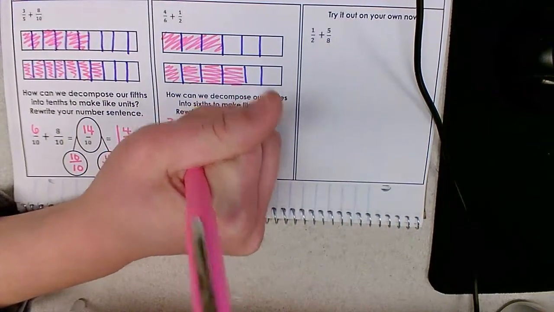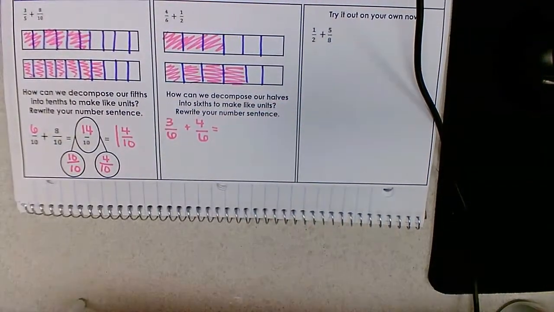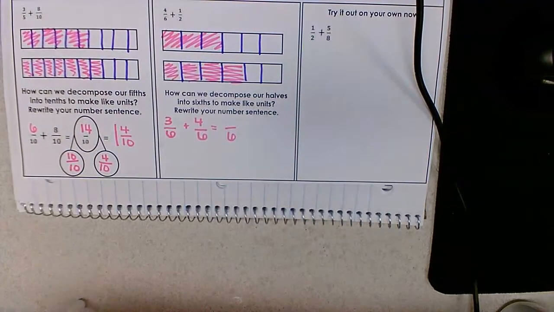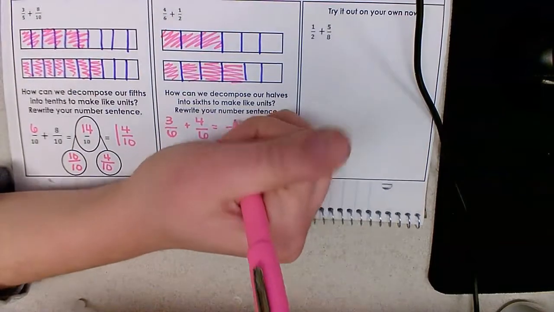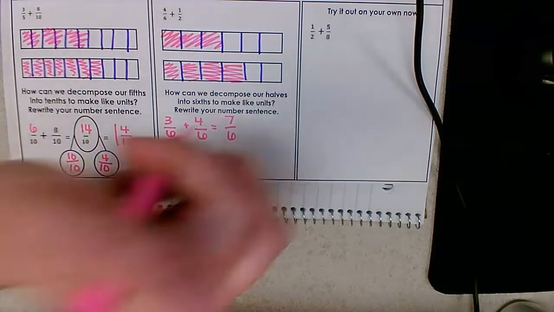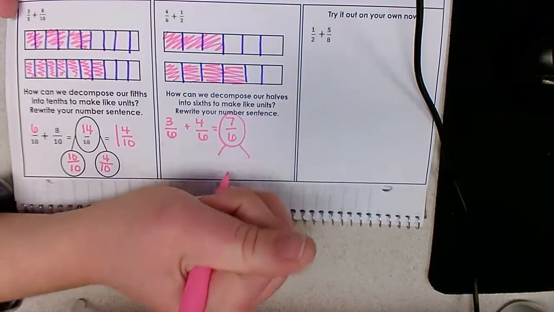I'll add that to my other sixths, 4/6, and see what I get. My units remain the same, they're sixths, and 3 plus 4 equals 7. Again, we have an improper fraction, so let's change that into a mixed number.